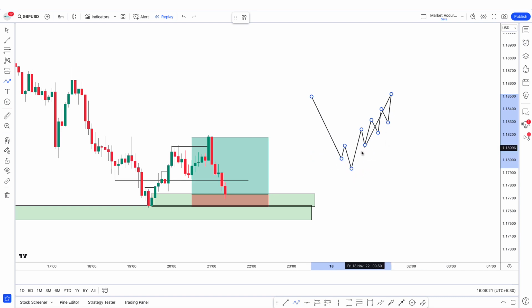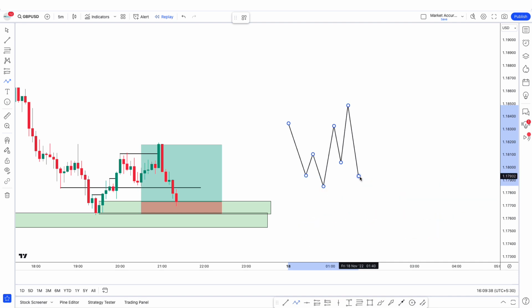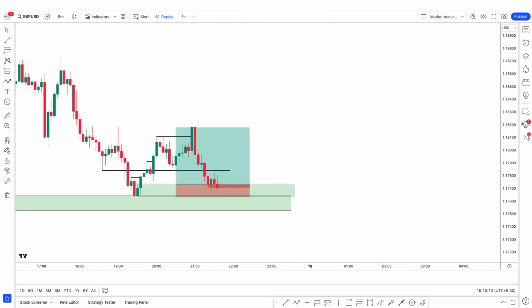Alright? So this is like extra liquidity for the market. But you can simply just have a market structure shift, break of structure, and then we go to our extreme order block, and that could happen as well. So now that we are triggered, let's see how price reacts off this level.